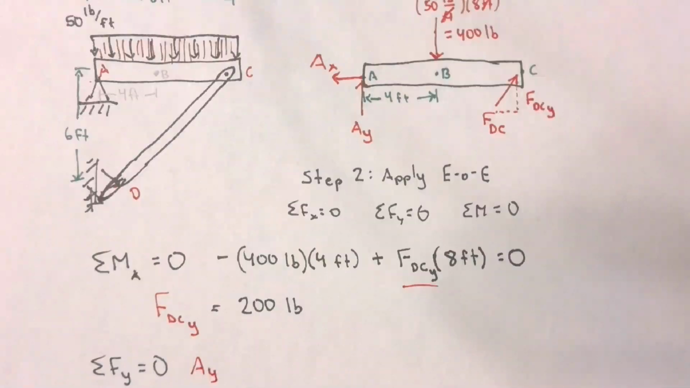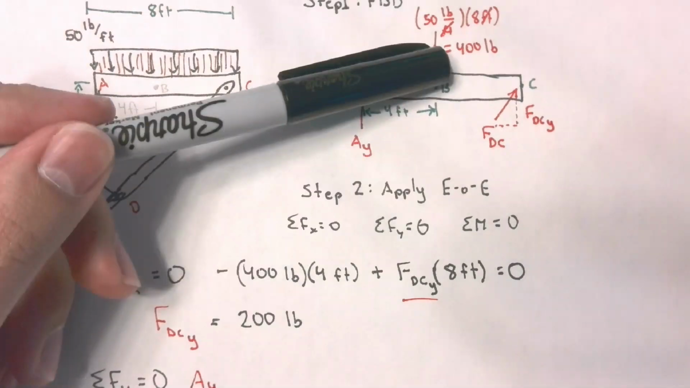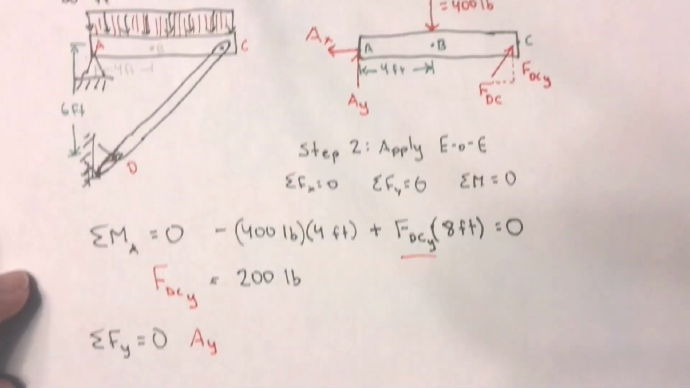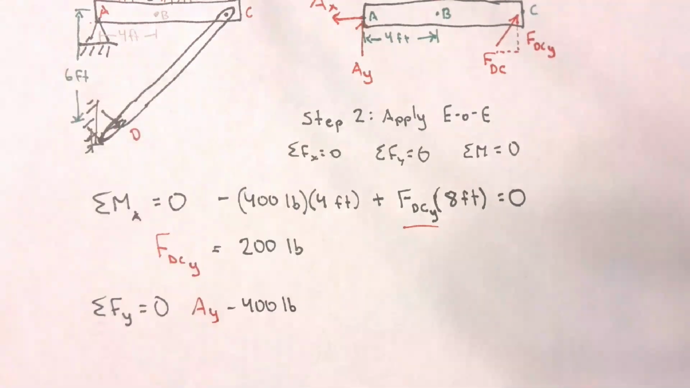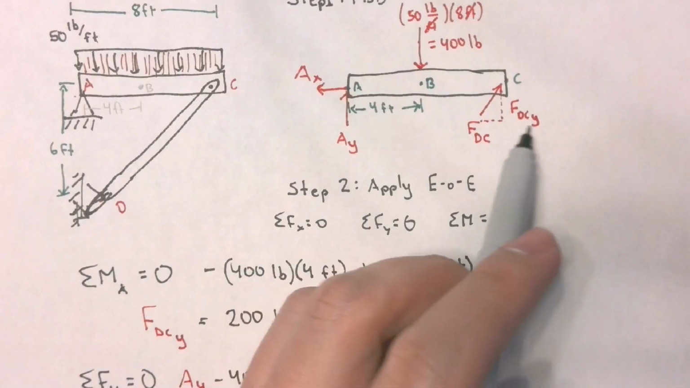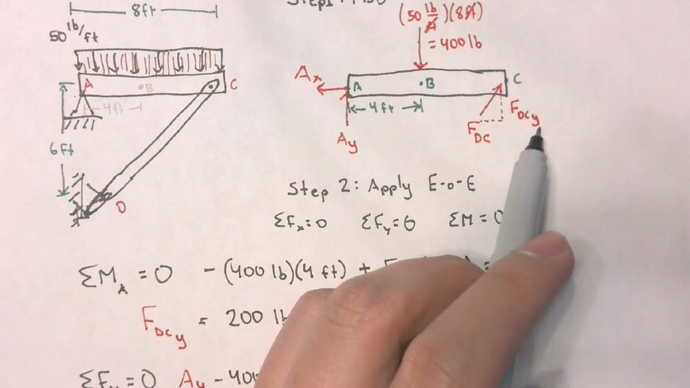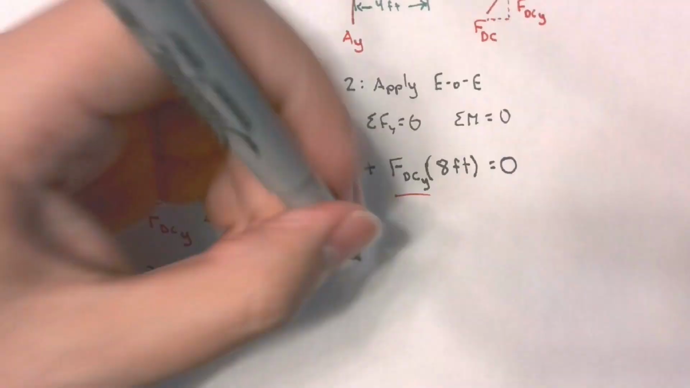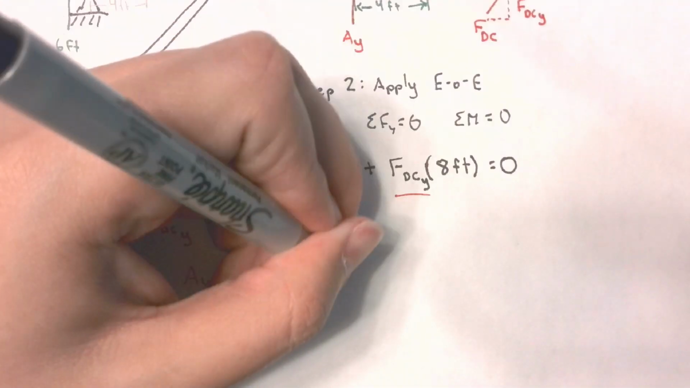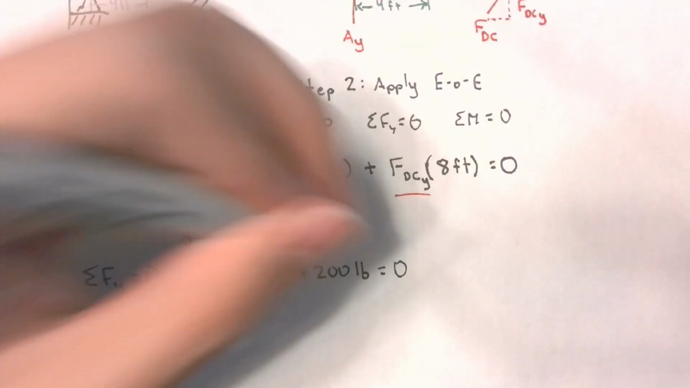I go back up here. I have this 400-pound force, which is negative. So I'm gonna write down minus 400 pounds. And then I go back here and I have this y component FDCY, which is 200 pounds, and it's positive. So plus 200 pounds. All of this equals 0.